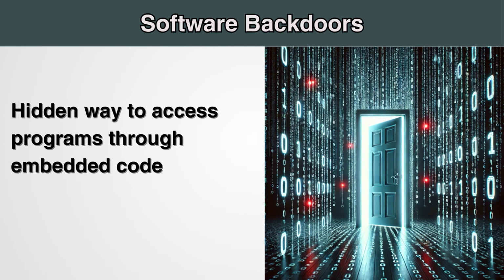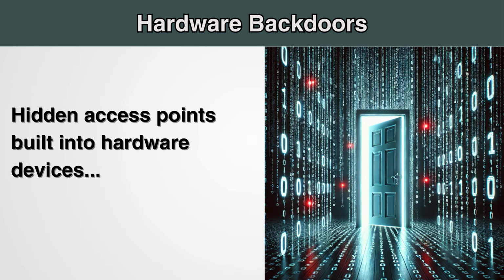Software backdoors are unintended or intentionally embedded code that provides a hidden way to access a program. An example would be a hard-coded username and password in an application for debugging purposes. A hardware backdoor is a hidden access point built into hardware devices, often undetectable by software security tools. A malicious chip, for example, may be implanted in a network card to intercept and forward data.